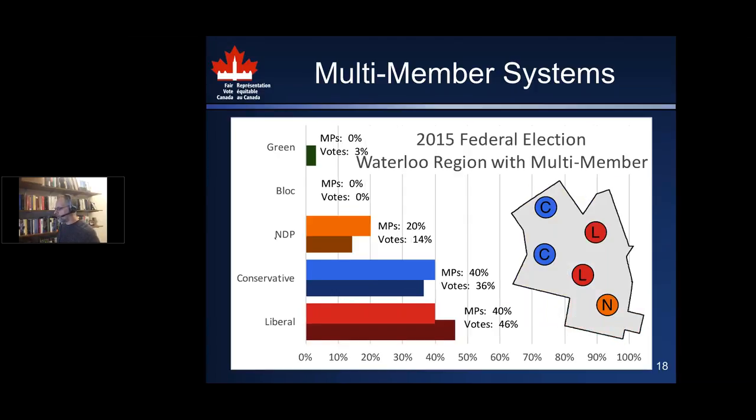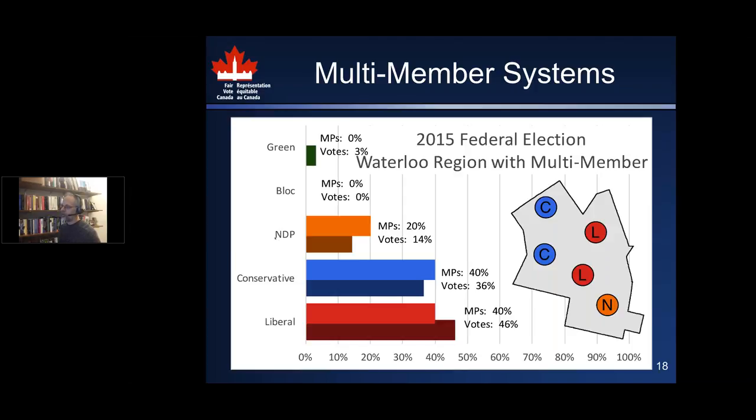If things were fair, this is how it would turn out. In this region, we'd have two Conservatives, two Liberals, and one NDP. That would be as close to proportional to the votes cast as we could make it with five MPs. And as we talked about, there are a number of different ways to elect those MPs: closed list, open list, single transferable vote, and so on, to arrive at this end result.